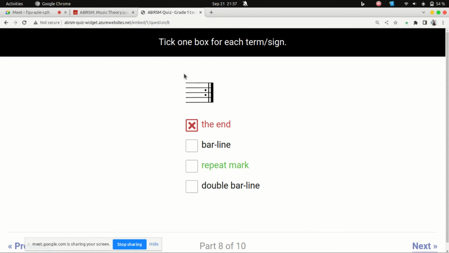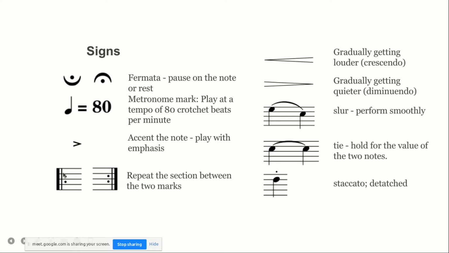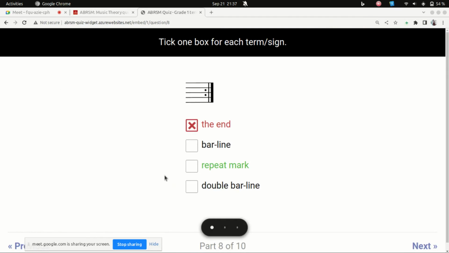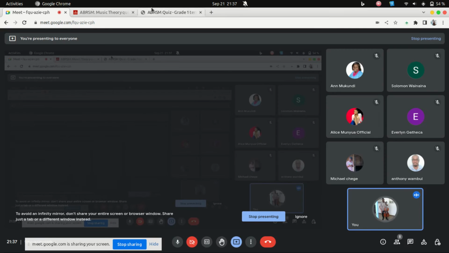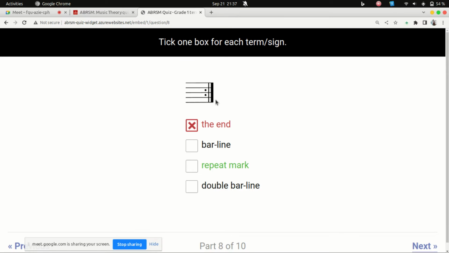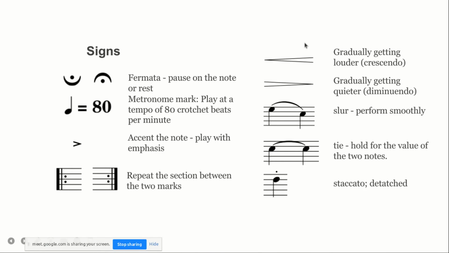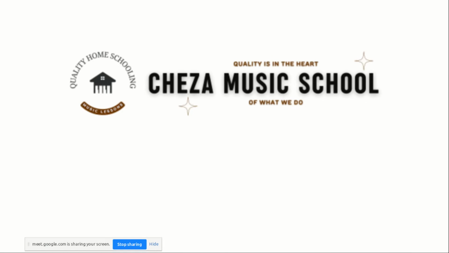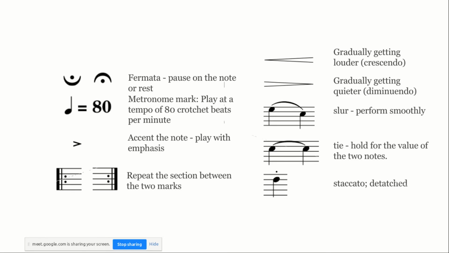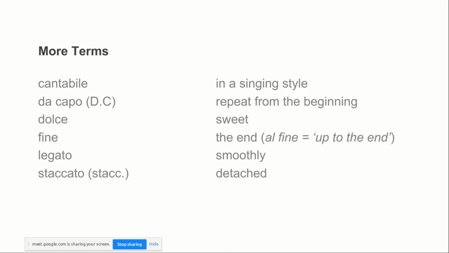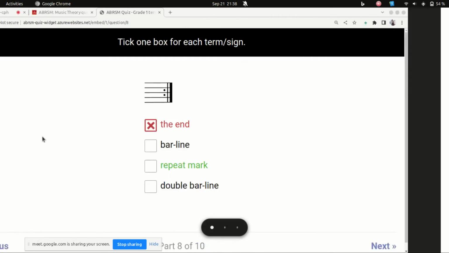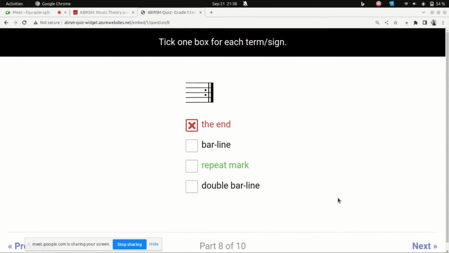Now this one. Remember we said these signs repeat the section between the two marks. So, Evelyn, this is not the end. The end is what we called fine. You remember this fine? That is what means the end. Okay. So that is a repeat mark.